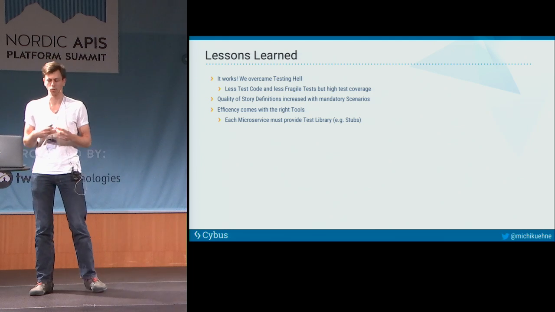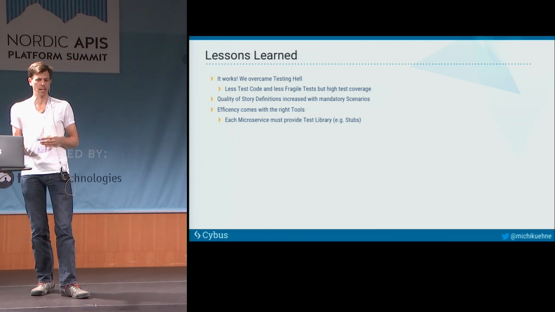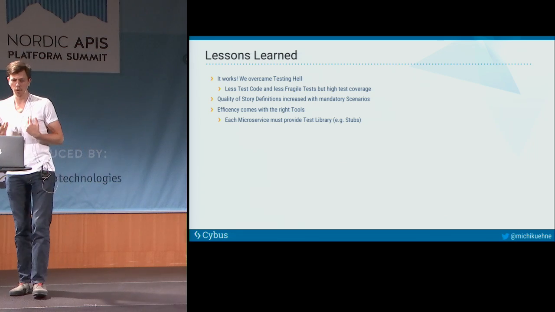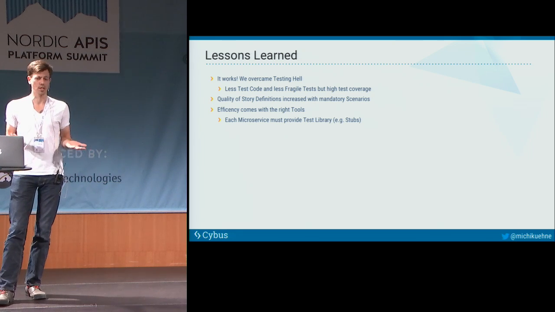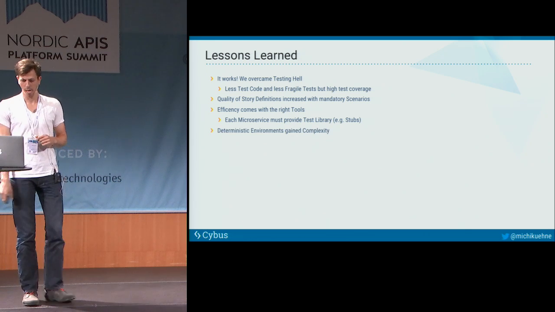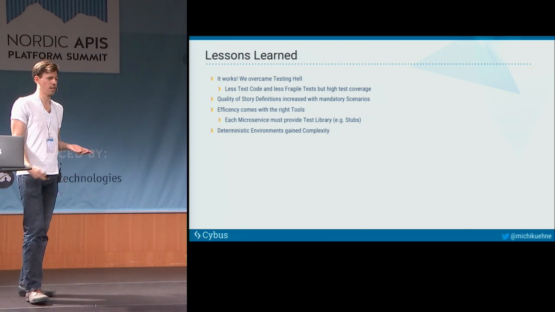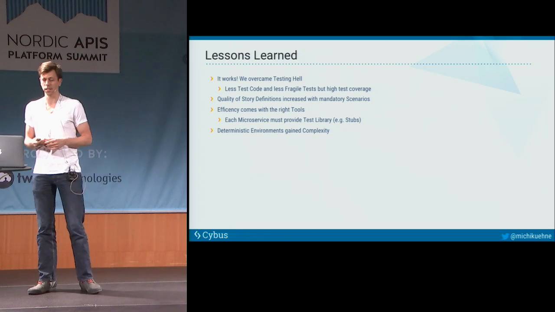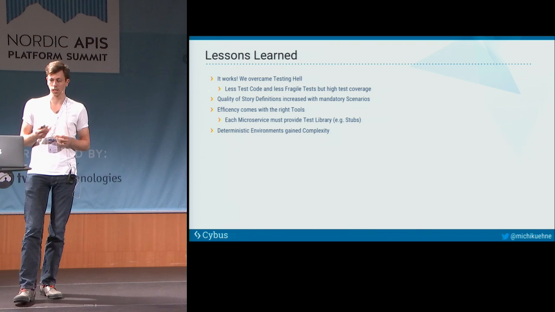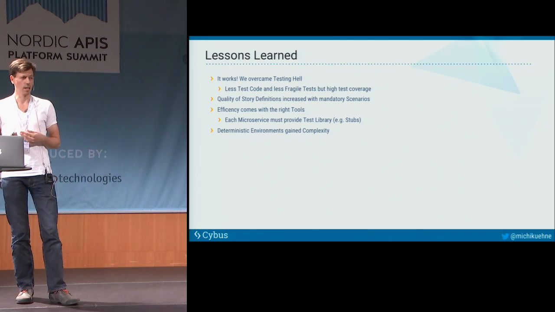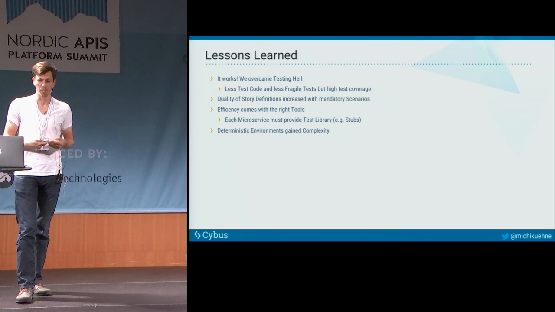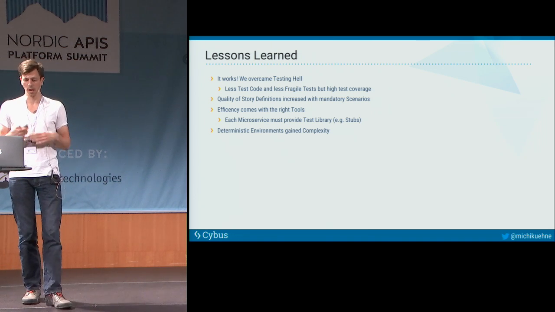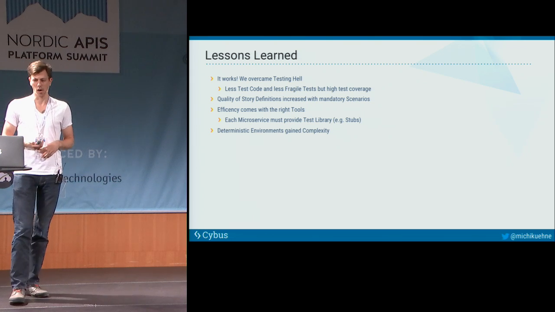Right now we're at the point where we have great test libraries, and every service provides its own stub, which is pretty essential from my point of view. So efficiency comes with the right tools. But we still have to deal with deterministic scenarios, and having deterministic scenarios in microservice environments is still a problem and still hard to deal with. I think we reached a good point with our test libraries, but it's still our sticking point.